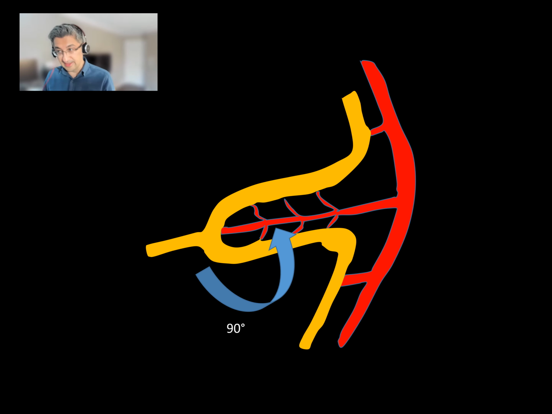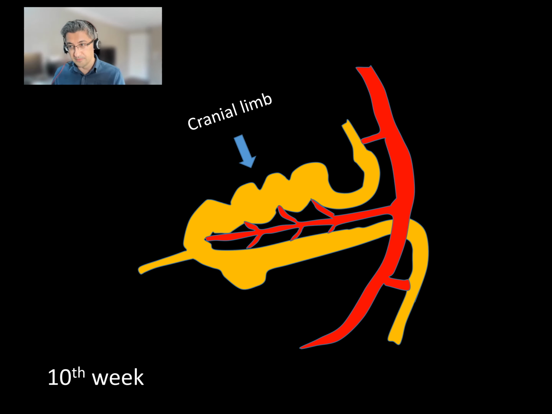As the midgut lengthens, it also rotates 90 degrees counterclockwise around the axis of the combined SMA and umbilical cord. The cranial limb of the midgut, now on the right side of the umbilical cord, becomes highly convoluted through the next few weeks. The caudal limb of the midgut, now on the left side of the umbilical cord, grows a small cecal bud, ultimately becoming the cecum and appendix of the colon.